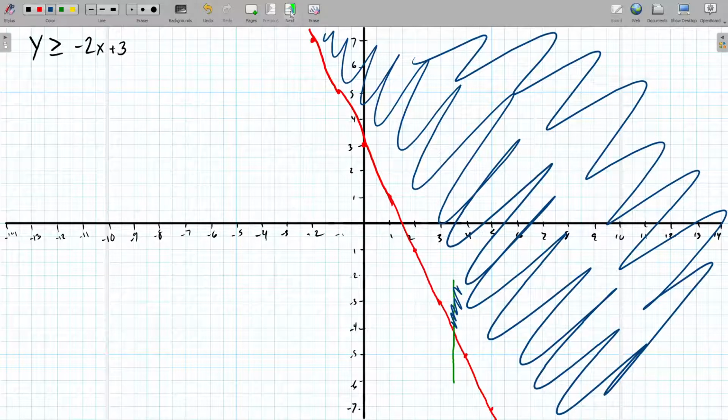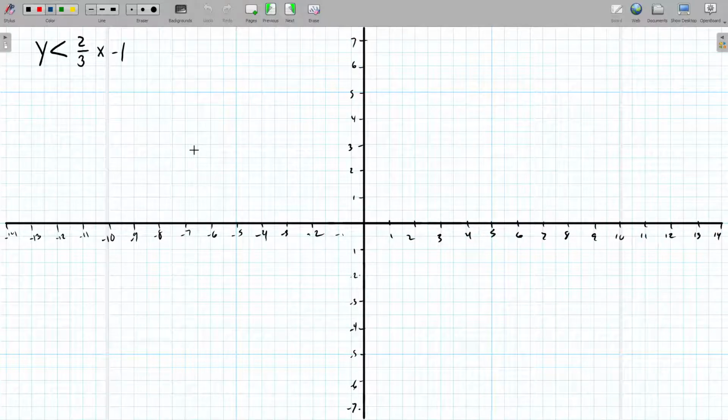Let's look at our final example. In this case, we have y is less than, just less than, not less than or equal to, 2/3 x minus 1. Let's see how this changes. We're going to start at negative 1, that is our y-intercept. And our slope is 2/3. We go up 2 and over 3, up 2 and over 3. And we can go the other way. We can go down 2 and over 3, down 2 and over 3, and so on.